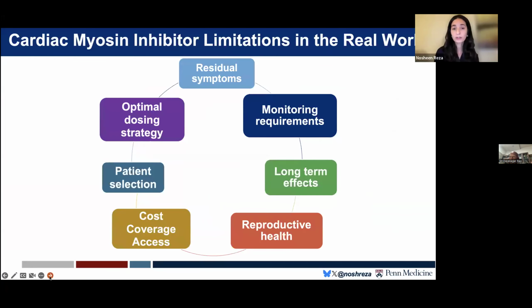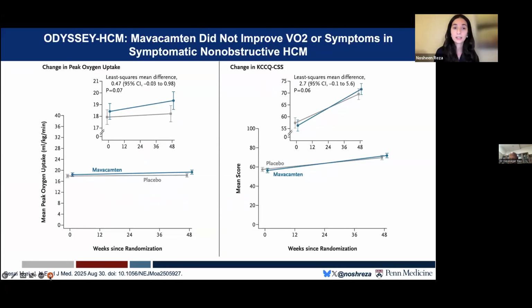And then finally, just a note about what we know about cardiac myosin inhibition and non-obstructive HCM. Again, just really hot off the press here, presented at the ESC meeting just a couple of weeks ago, the Odyssey HCM trial and published in the New England Journal of Medicine. This was a study of mavacamten in a phase 3 randomized controlled trial, the largest trial of patients with HCM to date.